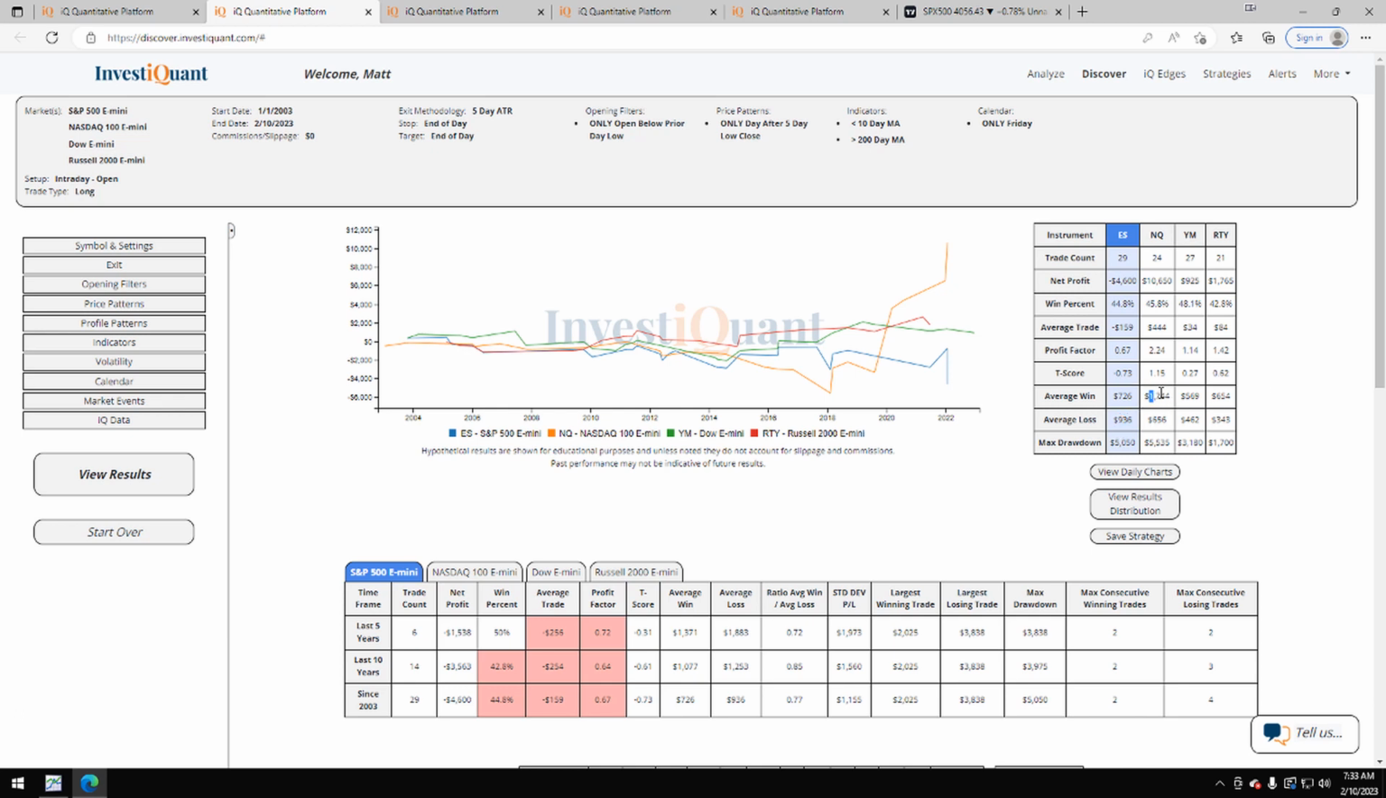For the NASDAQ, it's the average win that is larger. For the Dow, the average win is larger than the average loss, and that's also the case for the Russell. So 3 of the 4 have larger average moves to the upside compared to the moves to the downside, but all 4 of them have closed below the opening print more often than not, and that's why we're seeing these win rates here in the 40% range for all of them.